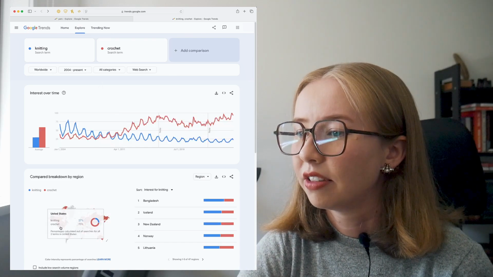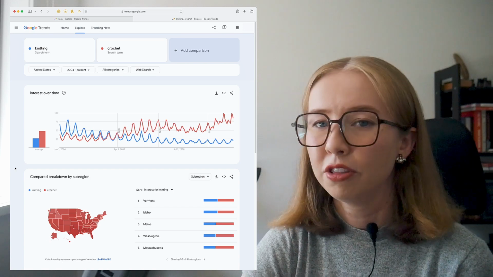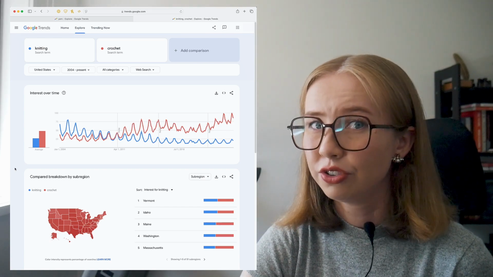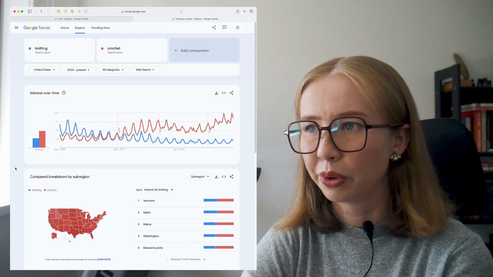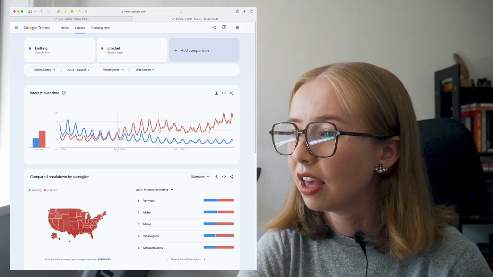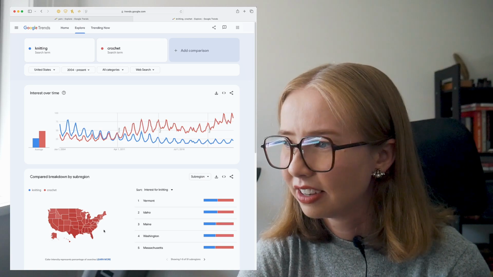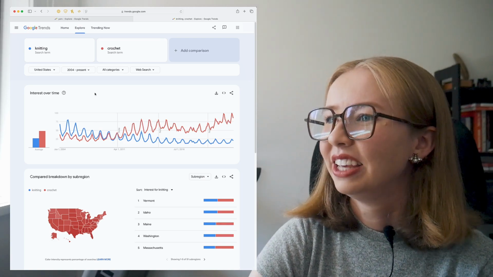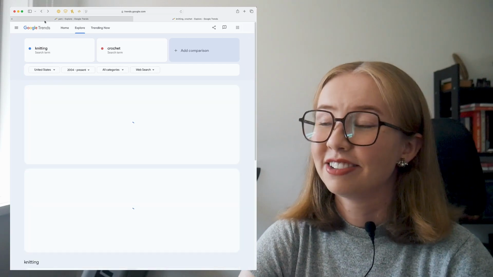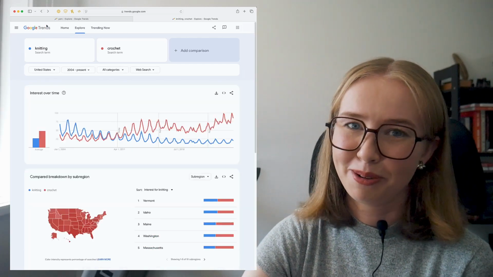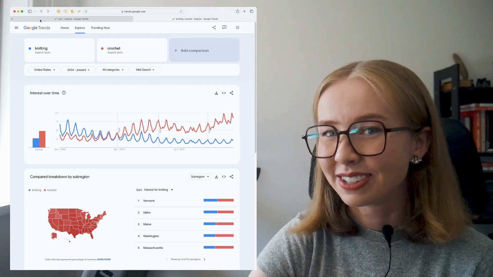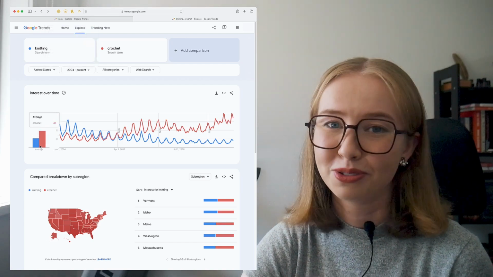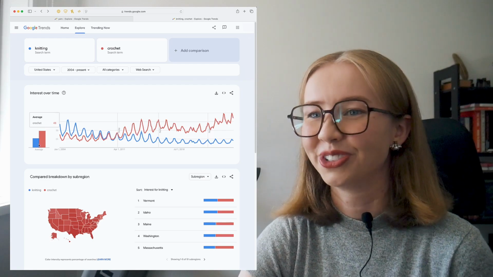And I'll drill into the United States. There you go, similar to the worldwide graph. I mean, the United States makes up a large portion of Google search users, so often the United States and the worldwide graphs are similar. And you can see that every single state finds crochet more interesting than knitting at the moment. So I think it's safe to say that right now crochet is more popular than knitting. It has been for quite some time. And even if you average it out over the past 20 years, crochet is almost twice as popular when it comes to searches on Google.